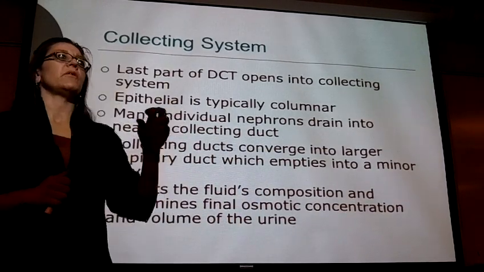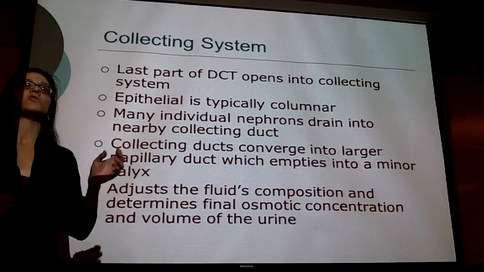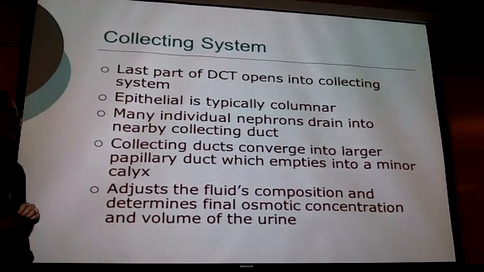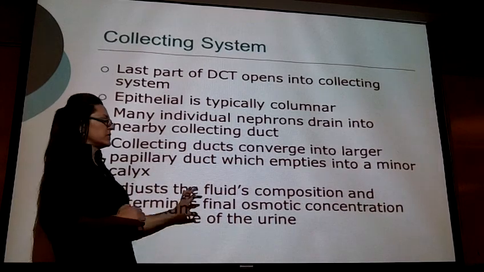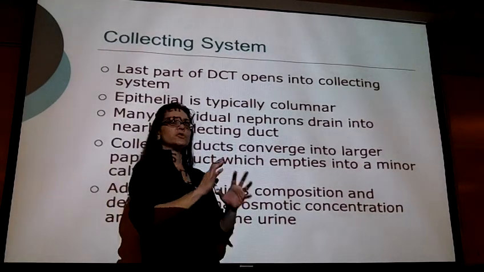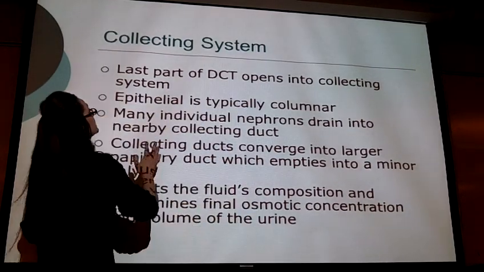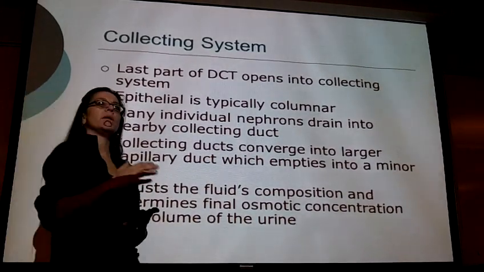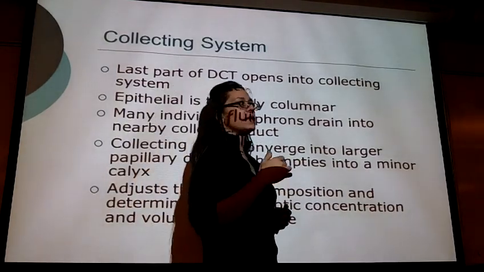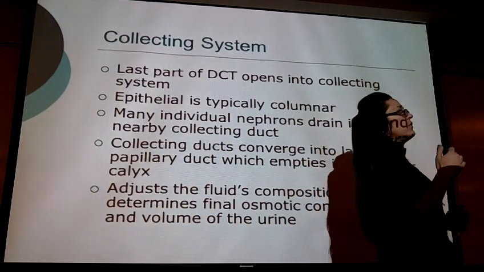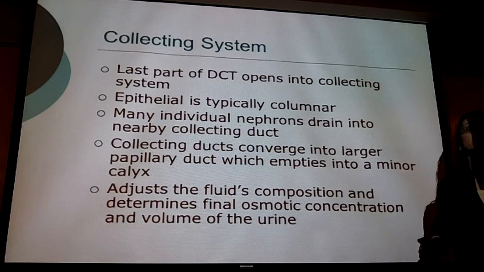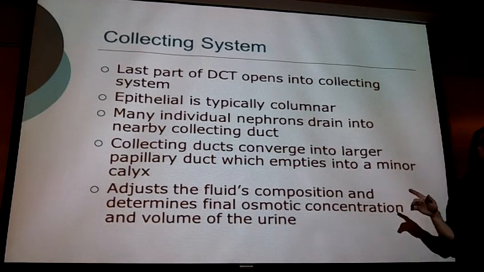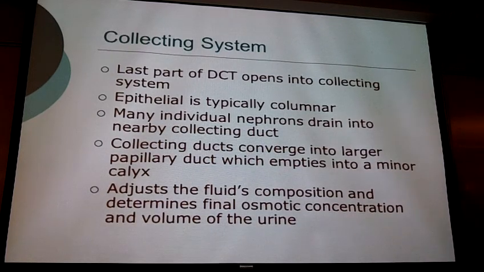is going to be in that filtrate, how many hydrogen ions are going to be in that filtrate, how much water. So this is the last point where we can tweak things, and once that filtrate leaves the collecting ducts, then it'll go through the renal papillae, then the minor calyx, major calyx, renal pelvis, ureter, bladder, urethra. Once it leaves the collecting ducts, we can't change it anymore. Regardless of what hormones are in our blood, we can't change it. Okay?